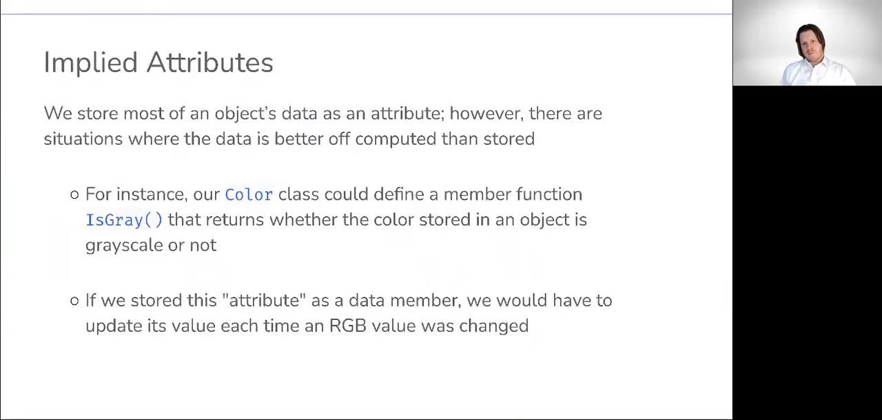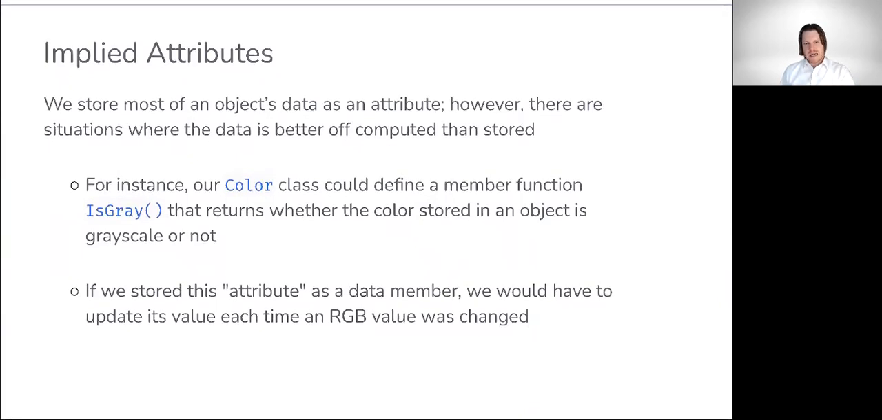The one other thing I'll point out here is in the interface, we might also like to have member functions that are used to imply some sort of attribute of that type when that attribute really isn't something that's explicitly stored. So we store most of an object's data as an attribute. However, there are situations where the data is better off computed on the fly than actually stored within the object's representation.